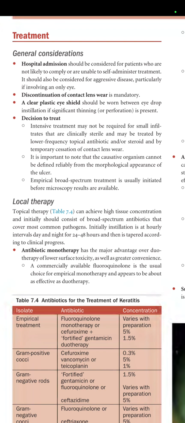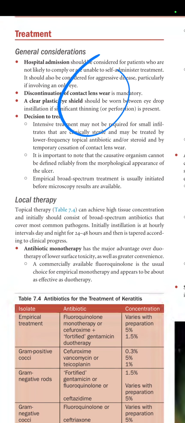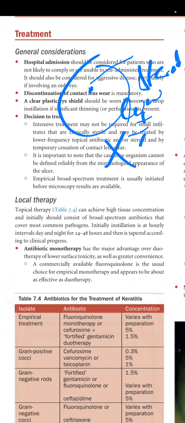So if there is a very small lesion in the cornea and that is not involving the visual axis and it is sterile, then we use either a low potency topical antibiotic and or sometimes with or without steroid, and we stop the contact lens.